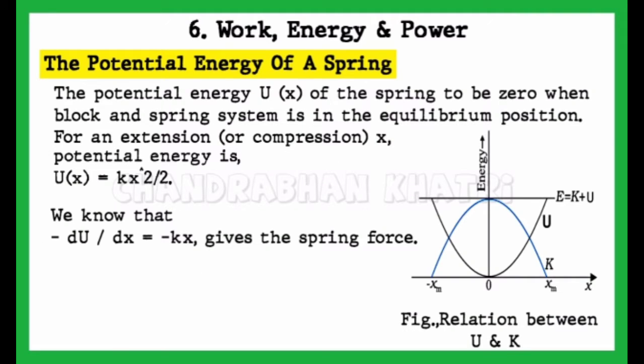Take the potential energy U of x of the spring to be 0 when the block and spring system is in the equilibrium position. For an extension or compression small x, potential energy is U of x equals kx square upon 2. We know that minus dU upon dx is equal to minus kx, which gives the spring force.